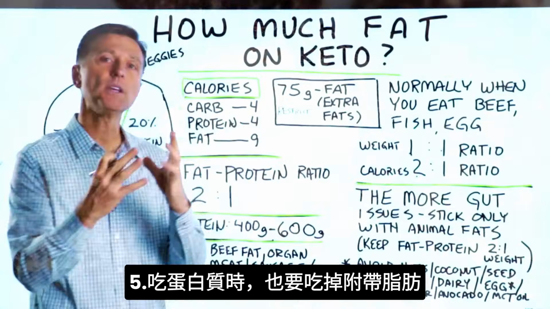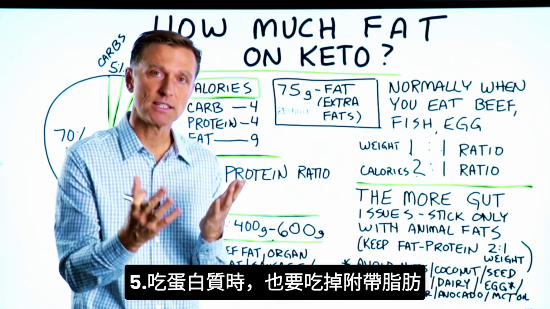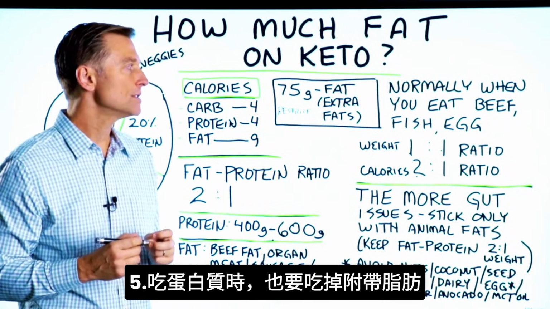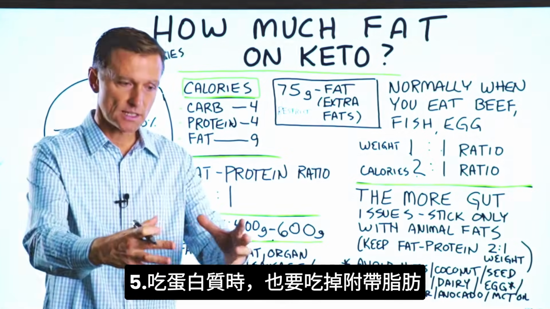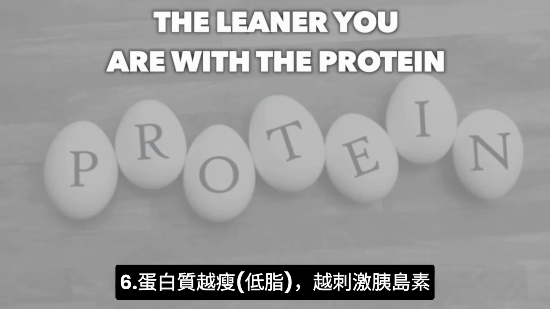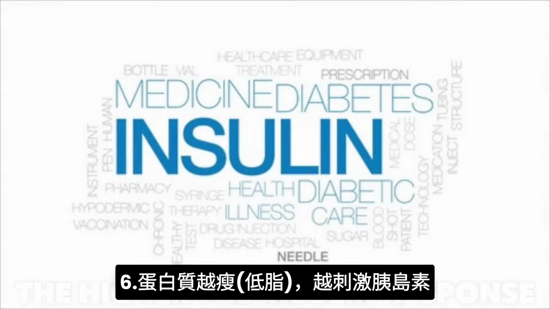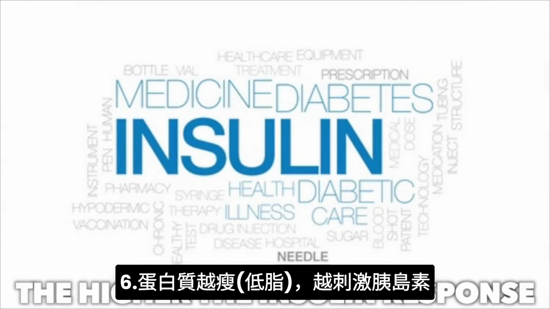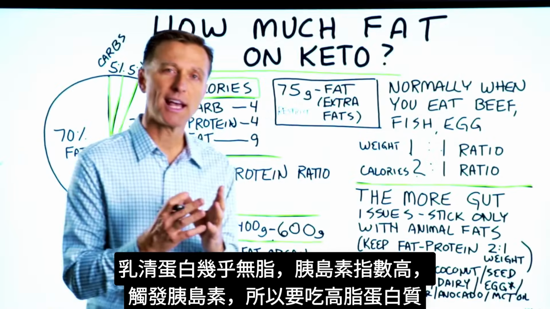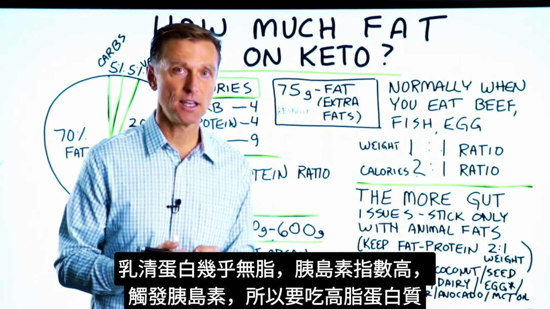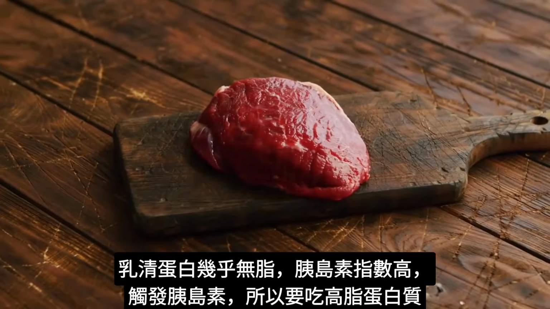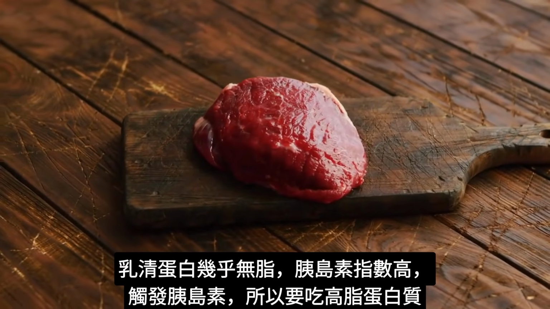But when you're consuming protein with the ketogenic diet, you always want to keep the fat that normally comes with that protein together. Also, the leaner you are with the protein, the higher the insulin response. That's why whey protein, which virtually has no fat, is very high on the insulin index. It triggers insulin. And so you want to stick with proteins that have higher amounts of fat.